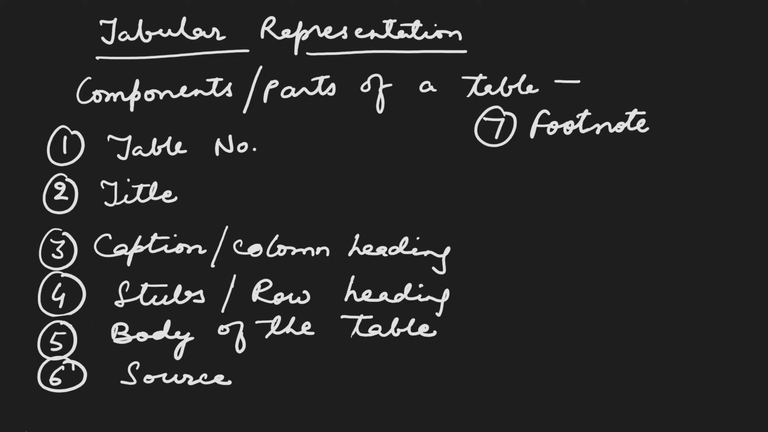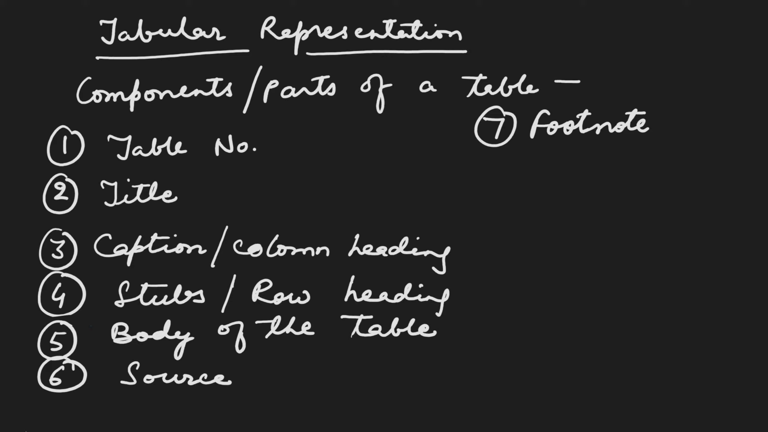Then the next thing is the title of the table. The title depicts the content of that table, what that table is about. So a suitable title is very much required in a table. Then the next thing is the column heading or caption. Next is the stub or row heading. Next is the body of the table, then the source, and then the footnote.